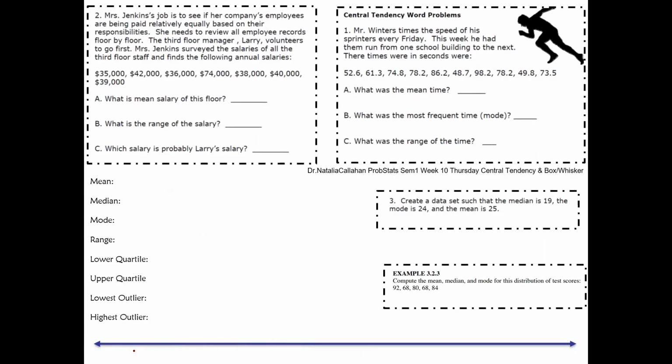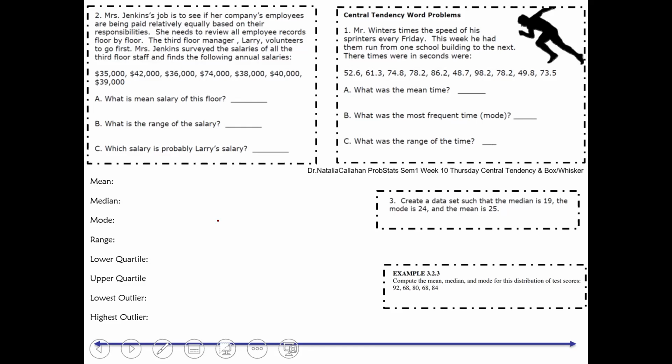It says Mrs. Jenkins' job is to see if her company employees are being paid relatively equally based on their responsibilities. She needs to review all of the employees' records 4 by 4. The third floor manager, Larry, volunteers to go first. Mrs. Jenkins surveyed the salaries of the third floor staff to find the following annual salaries. What is the mean salary of this floor?